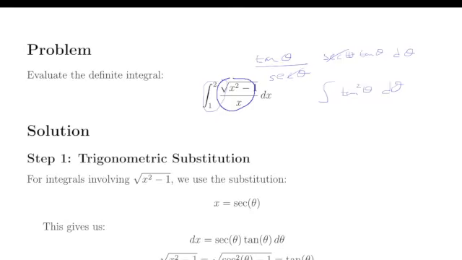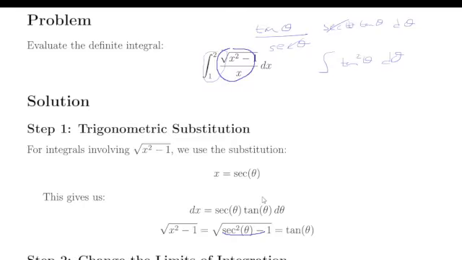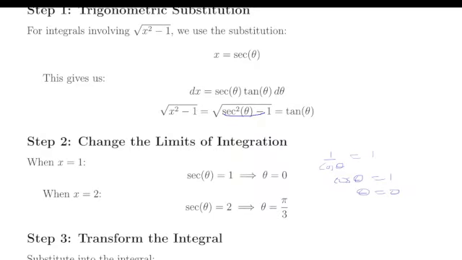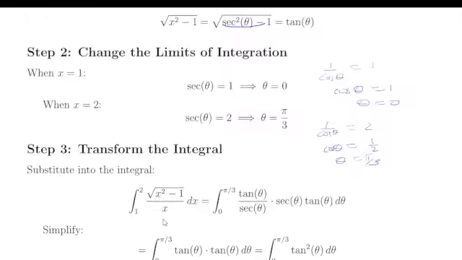So when x is 1, we have 1 is equal to secant theta, which is 1 over cosine. That means cosine is 1, so theta has to be 0. And if secant is 2, that means 1 over cosine is 2. Cosine is a half, so theta is pi over 3. Okay, so that's what we have, so we just put it together.